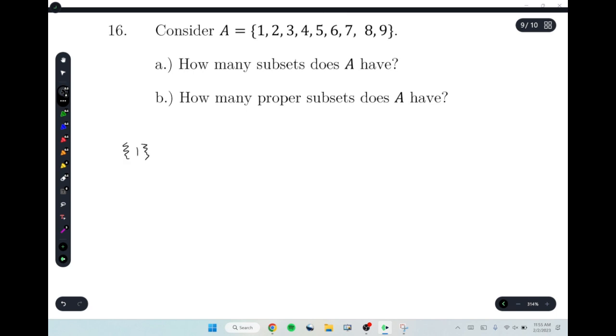How many subsets does the set with 1 element have? It just has 1, right? The set of 1. Excluding the empty set, which I think we do.